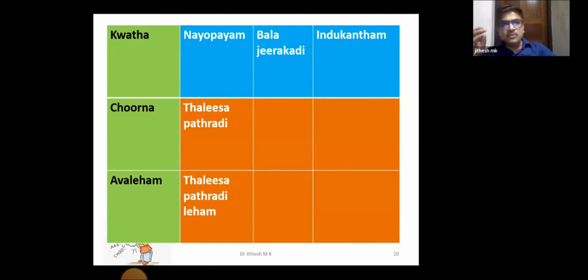So here we can select the Kashayas such as Nayopayam, Balajiragadi or Induganta. There are some Churna options here: Talisapatradi Churna or Talisapatradi Lehya. These two are the preferable medicines which I follow in my practice. How to differentiate these, we will see later.